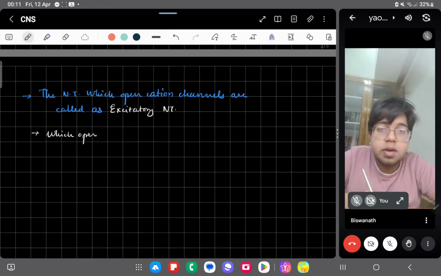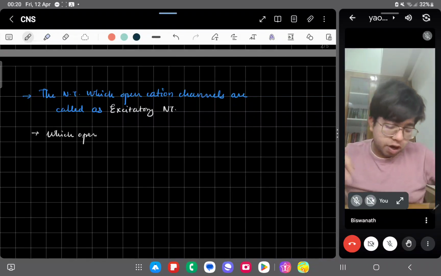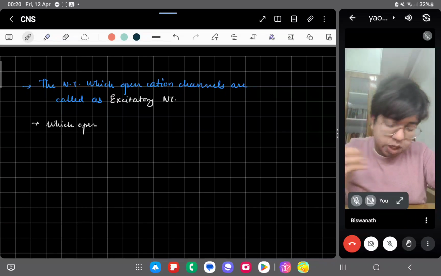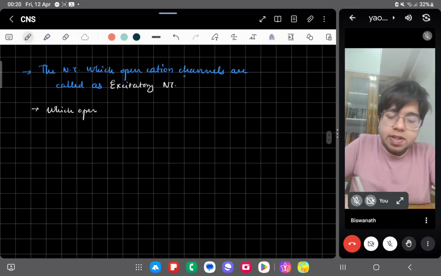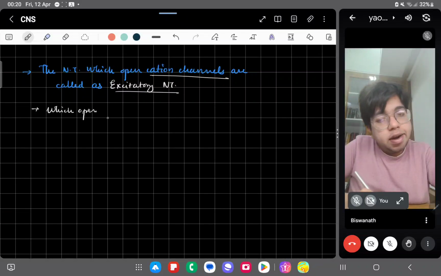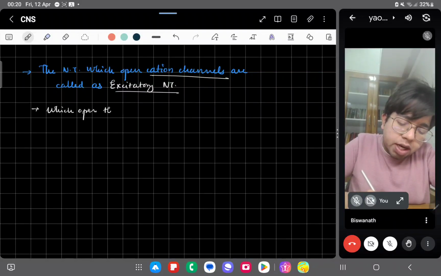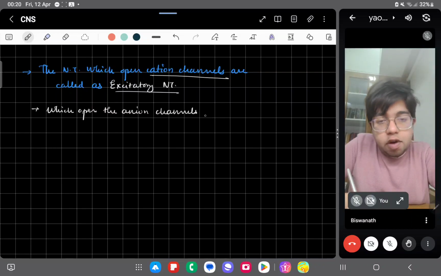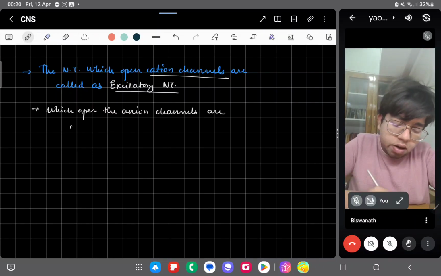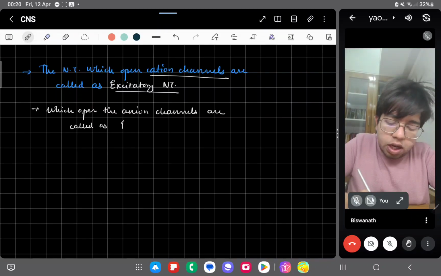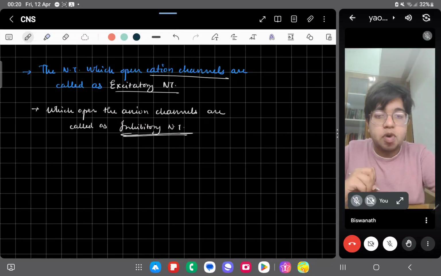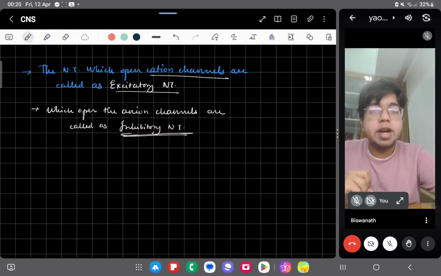Which open, just a minute. Okay, we are learning about, yeah. So the neurotransmitters which open the cation channels are called the excitatory neurotransmitters, and which open the anion channels, causing the inflow of negative charges, are called inhibitory neurotransmitters, right? So these are the things which you have to understand and remember, right?